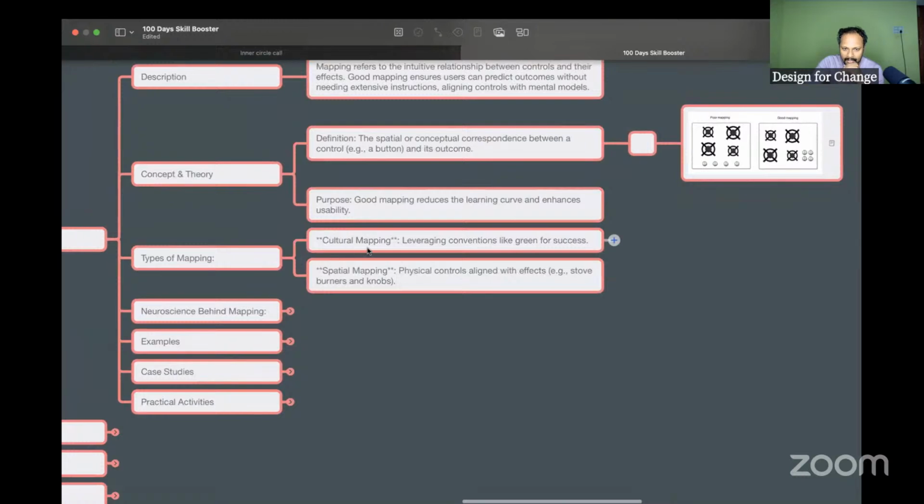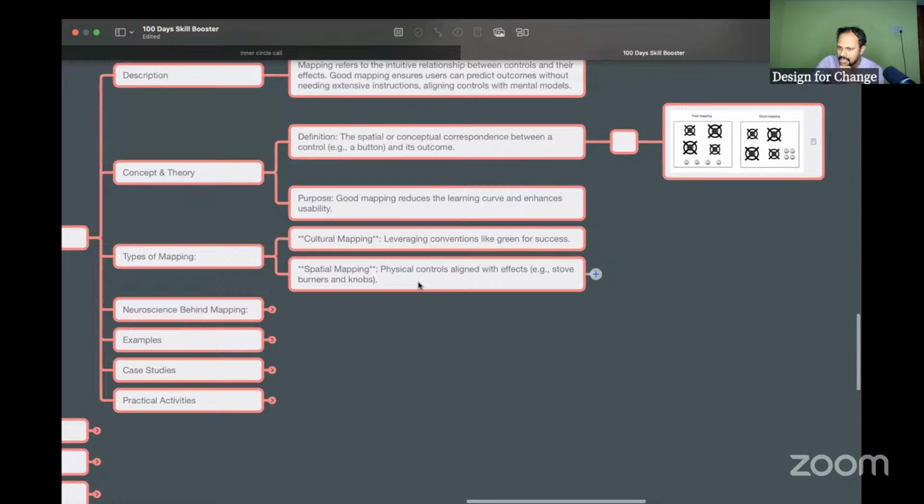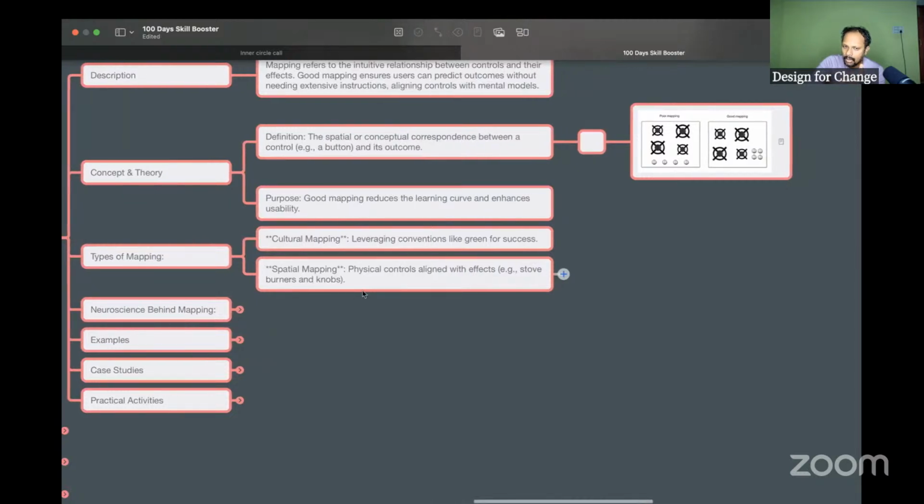Very simple. There are many types of mapping available. Cultural mapping, spatial mapping. Cultural mapping is leveraging conventions, like green for success, red for failure. Red for stop, green for go. You can use that also for mapping, like how people said now with the examples. Spatial mapping, I talked to you about spatial mapping. Space-wise, you can map that, right? Controls aligned with the effects. Stove burner knobs, I already told you.